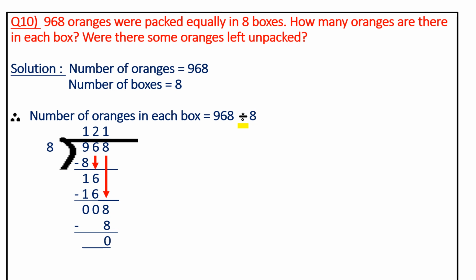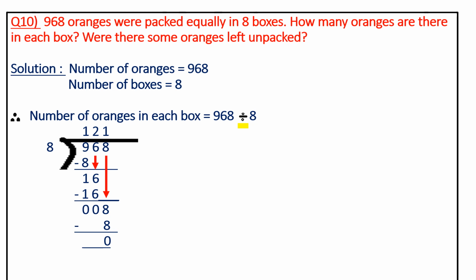You do here division. In the table of 8, you cannot get 9. So we will apply 8 ones are 8. 9 minus 8 is 1. Now you copy this digit 6 in the next step. So we are getting number 16. Now in the 8 table you have to get 16. 8 twos are 16. You apply 8 twos are 16. Now you subtract here. You are getting 0.